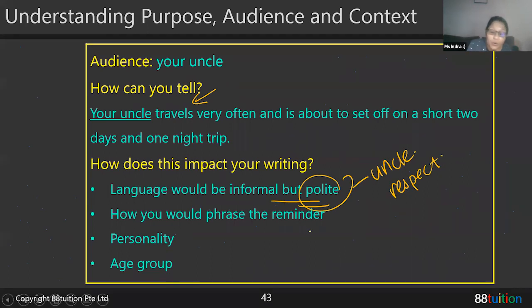Okay, and of course, how you phrase the reminder, right? You can say, don't forget, please don't forget, right? You always add your pleasers. The older generation loves to be fawned over. Okay, but so they love to be treated with respect. And whenever you do that, they're more willing to listen to you, simply put, right? Of course, the personality in his age group, right? What kind of advice would he be taking more seriously?